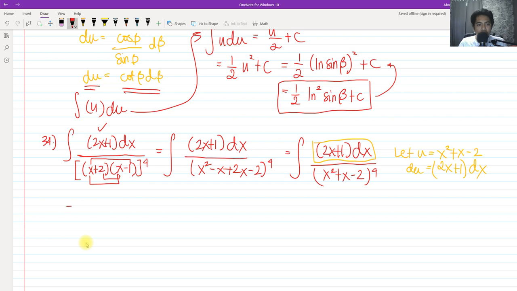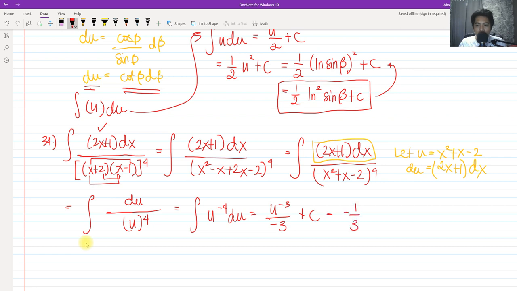And then we are going to perform the u substitution. So 2x plus 1 dx is simply du, and that is all over x squared plus x minus 2, which we let be u, raised to 4. So this is simply u raised to negative 4 du. That is simply a power formula. So we have u raised to negative 3 all over negative 3, because negative 4 plus 1 is negative 3, plus c. So we have negative 1/3 u raised to negative 3 plus c.